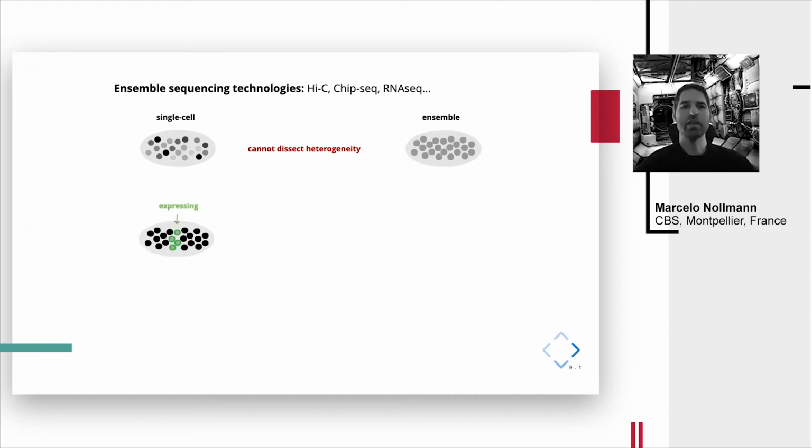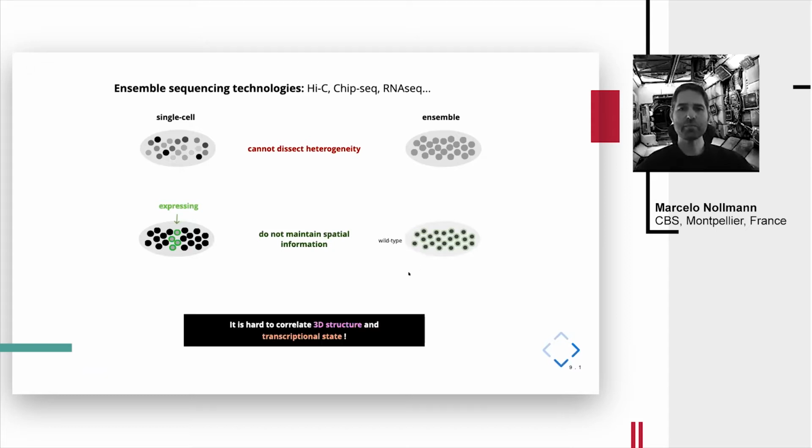So why is this important? Imagine that I tell you that a subset of these cells are expressing a specific gene, and the expression of this gene leads to a different chromosome organization compared to the cells that are not expressing this gene. Because we cannot dissect heterogeneity, and because we cannot maintain spatial information, we don't know where the contacts that we're getting are coming from in the sample. That means that the only thing we get is the average contact frequency and the average transcriptional information. And so this means that it can be very hard to correlate 3D structure and transcription state just by relying on ensemble sequencing technologies.